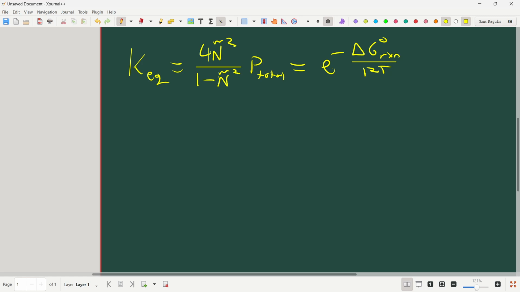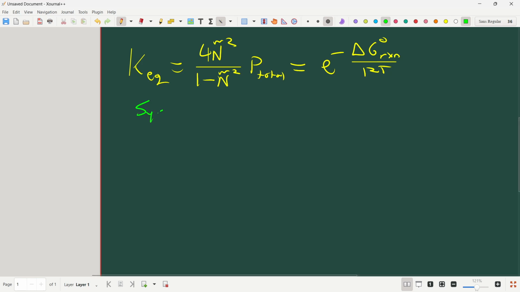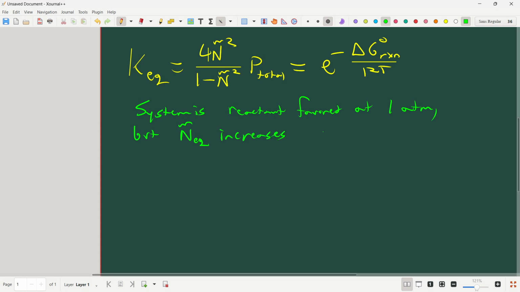So in fact, what this tells us is that the real equilibrium behavior is not necessarily product favored. The system is reactant favored at 1 atm, but NEQ increases as 1 over P total.